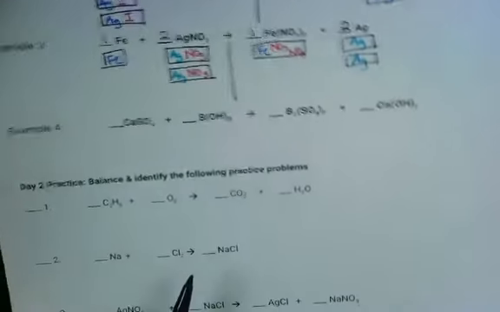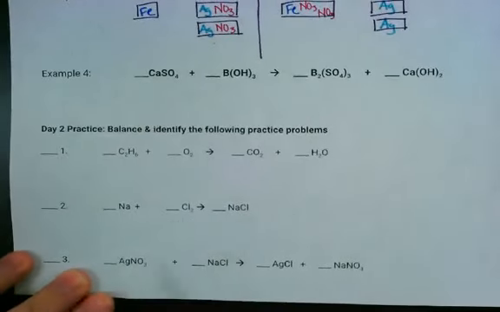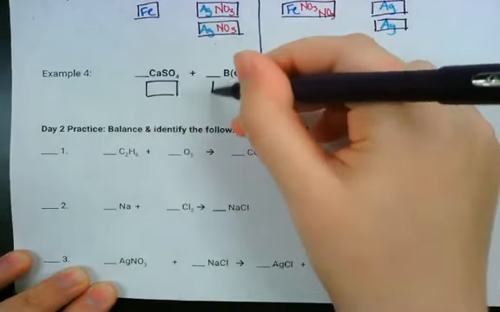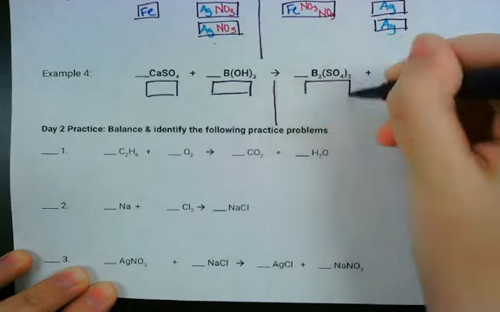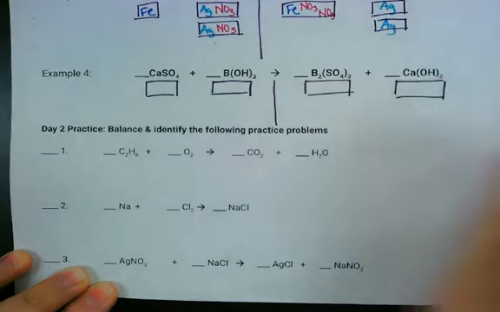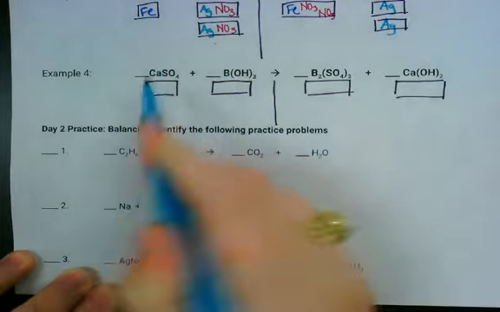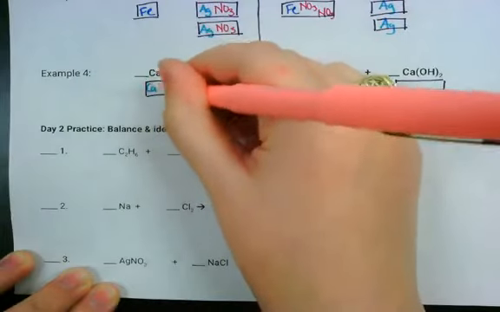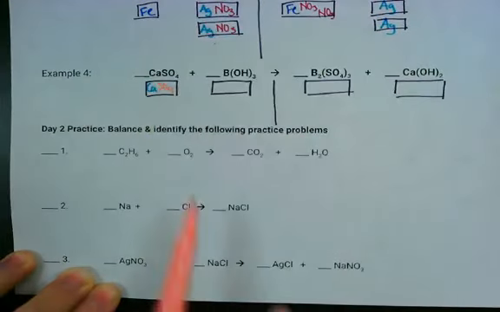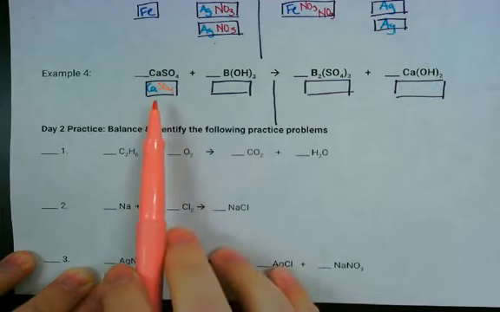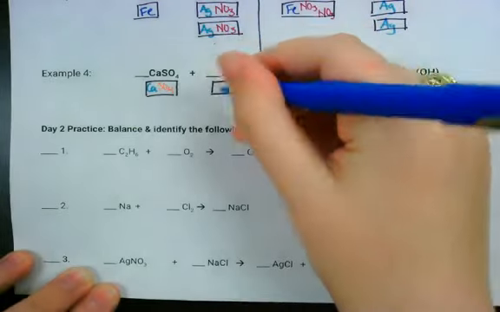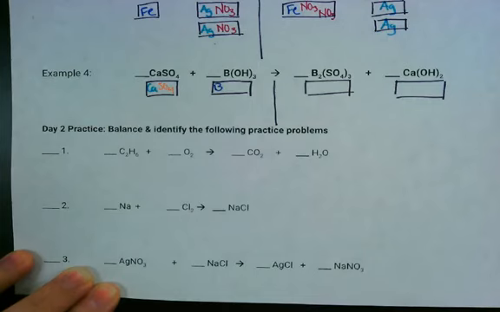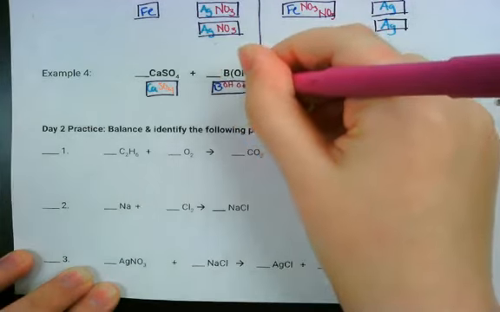Last one. All right. So example 4. Draw the line and draw a box for each one. Alright. Calcium, we have 1. And SO4, we have 1. SO4 is sulfate. That is a polyatomic ion, so we keep it together. Alright, now let's move on. B, we have 1 boron. And we have 3 hydroxides. That's a polyatomic ion, so it stays together. So we write OH 3 times.